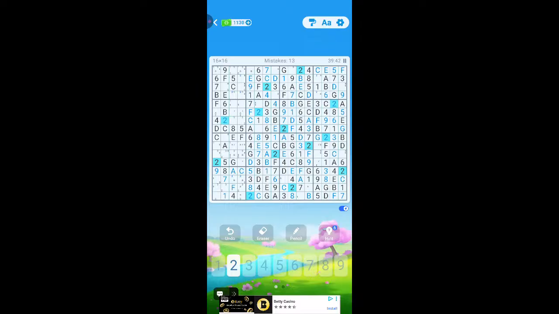Vertical. This one. Horizontal, vertical. No. Moving on to 3. Piece of shit. 3. Yay, it's not in the corner. We're moving on.